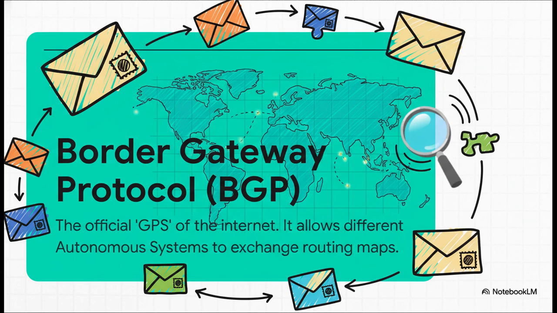So you've got all these different countries, right? How do they talk to each other? How do they exchange mail, or in this case, data? Well, they all use a common postal service, and that postal service has a name, BGP, which stands for Border Gateway Protocol. You can think of it as the official GPS of the internet. It's constantly sharing maps and directions, so a little packet of data from one country knows exactly how to get to any other country on the planet.